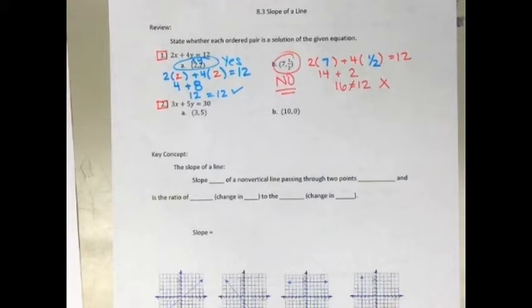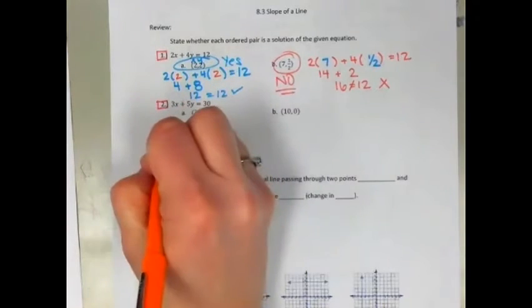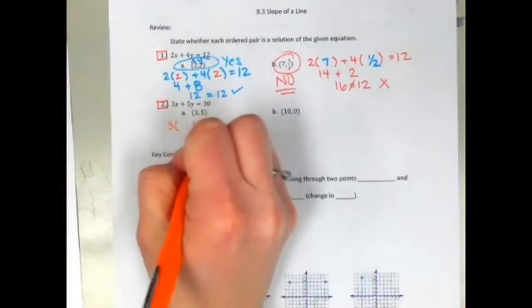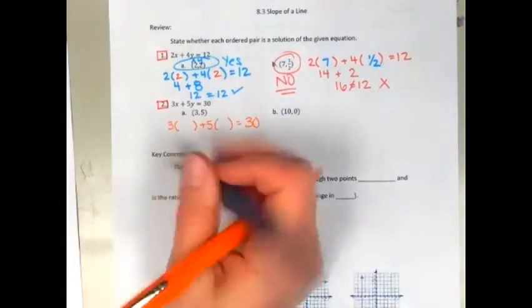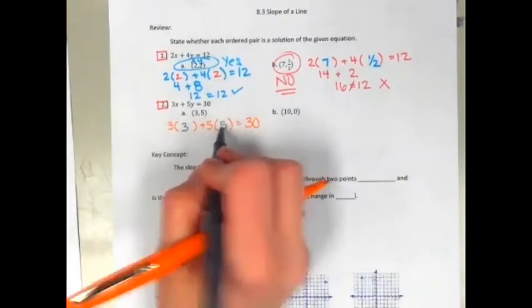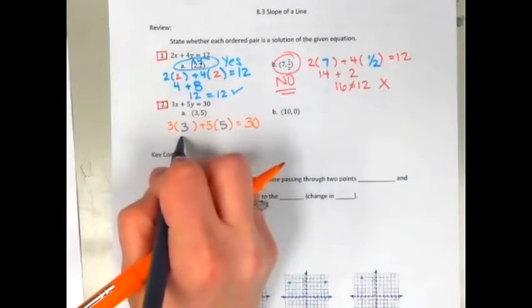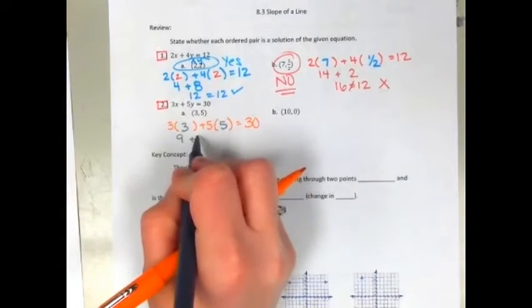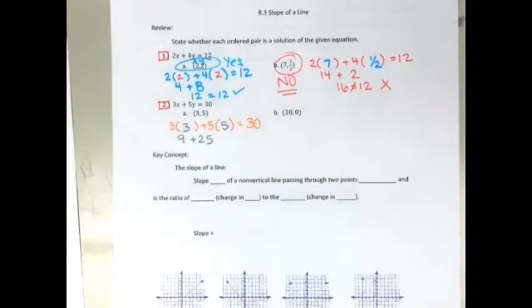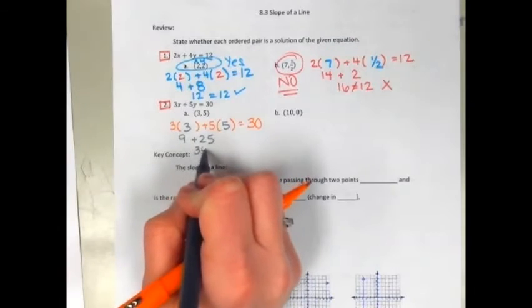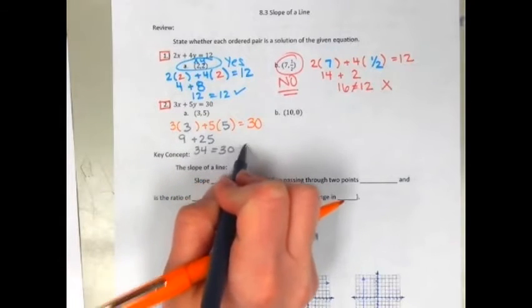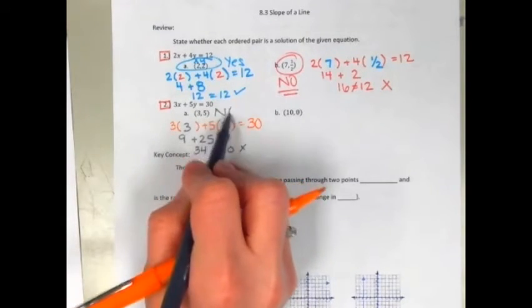All right, looking at number 2. 3x plus 5y equals 30. And we have the point of 3, 5. So what's going to go in for x? 3. And what's going to go in for y? 5. So 3 times 3? 9. 5 times 5? 25. What's 9 plus 25? 34. Does that equal my 30? No. So is this a solution? Nope.